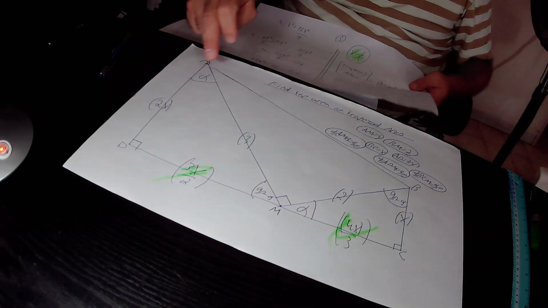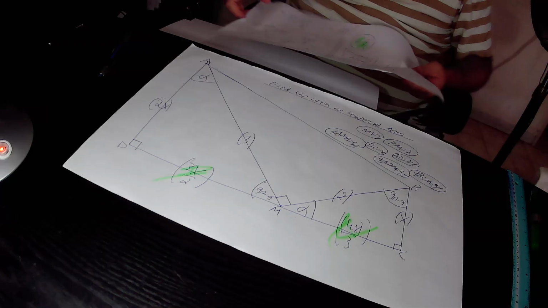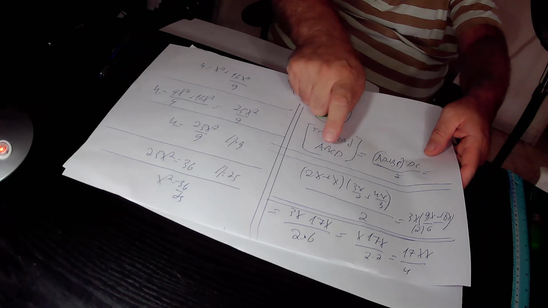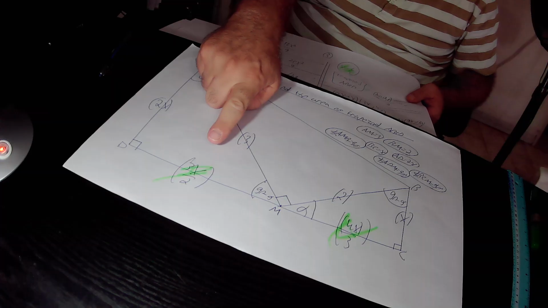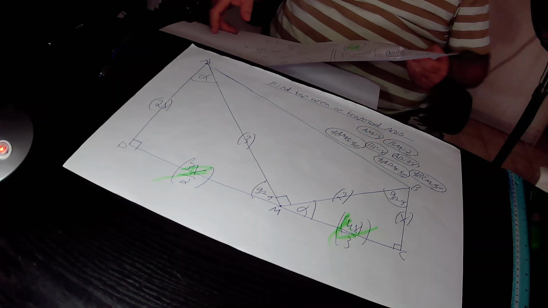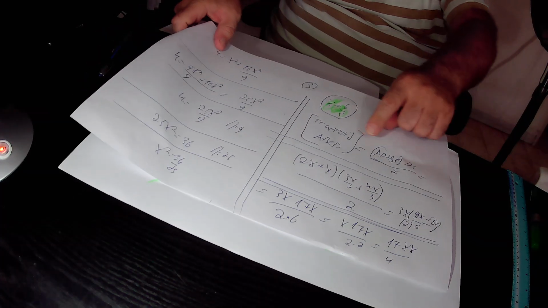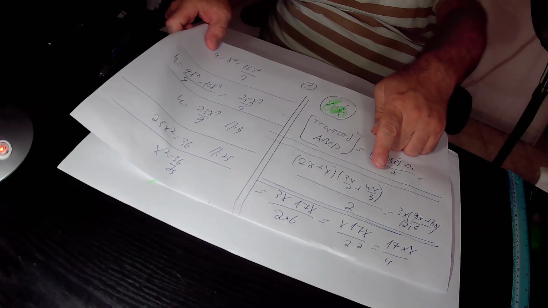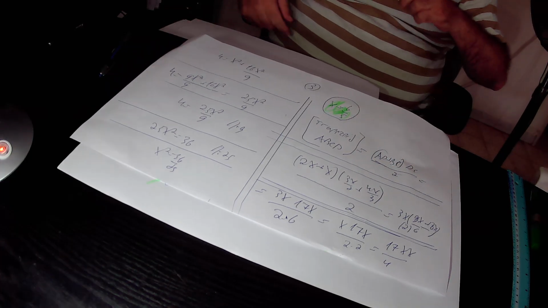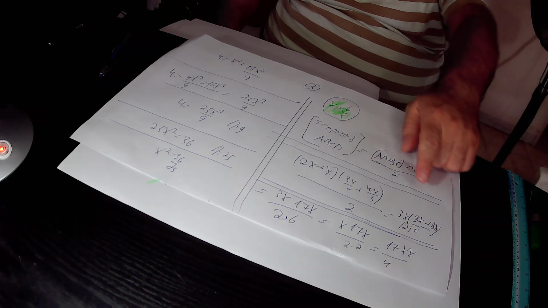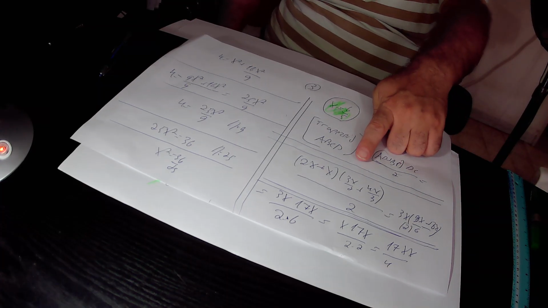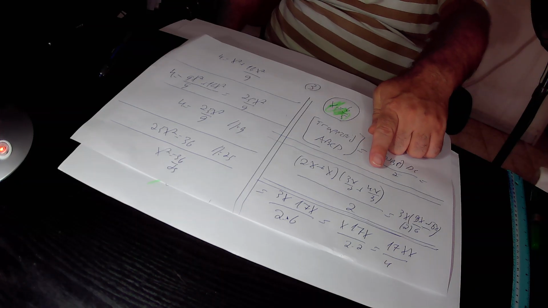AD is 2x and BC is x, times DC. DC in total equals 3x over 2 plus 4x over 3. So the sum of the bases is 2x plus x, that is 3x. And here we have 3x over 2 plus 4x over 3.